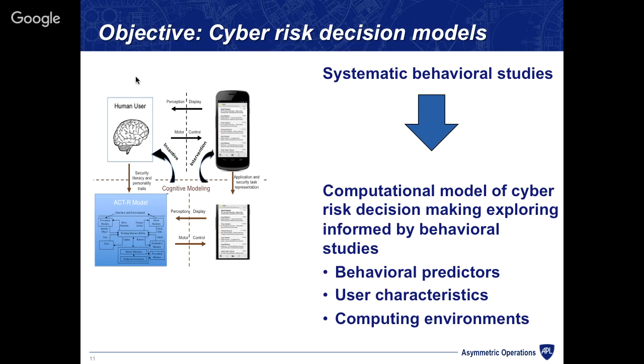But they also take into account things like perception and motor control, because sometimes you just click on something and you didn't mean to. And maybe that's an issue with teeny tiny little computer devices that are only this big. We'll create a computational model of cyber risk decision making that's informed by these behavioral studies. And we want to identify the behavioral predictors, user characteristics, and characteristics of the computing environment that predispose people to making errors.